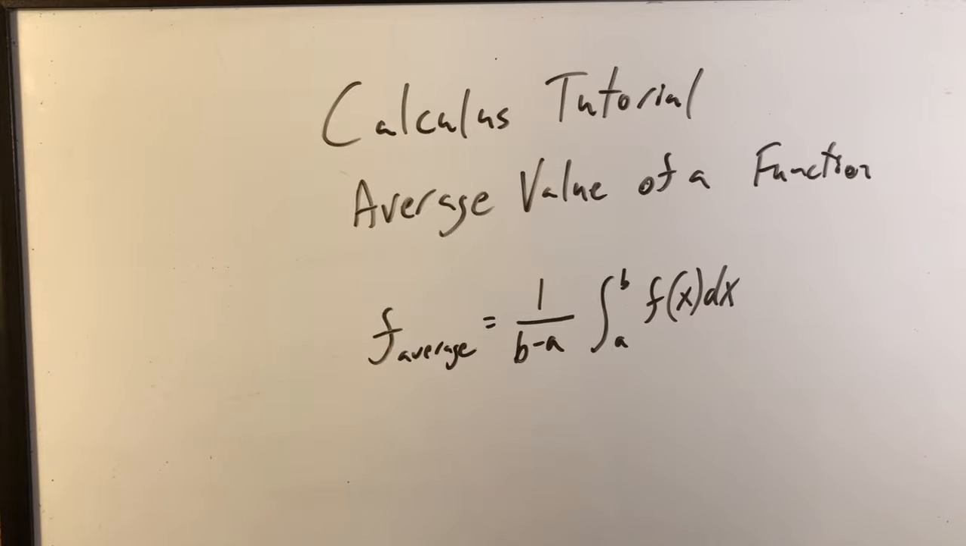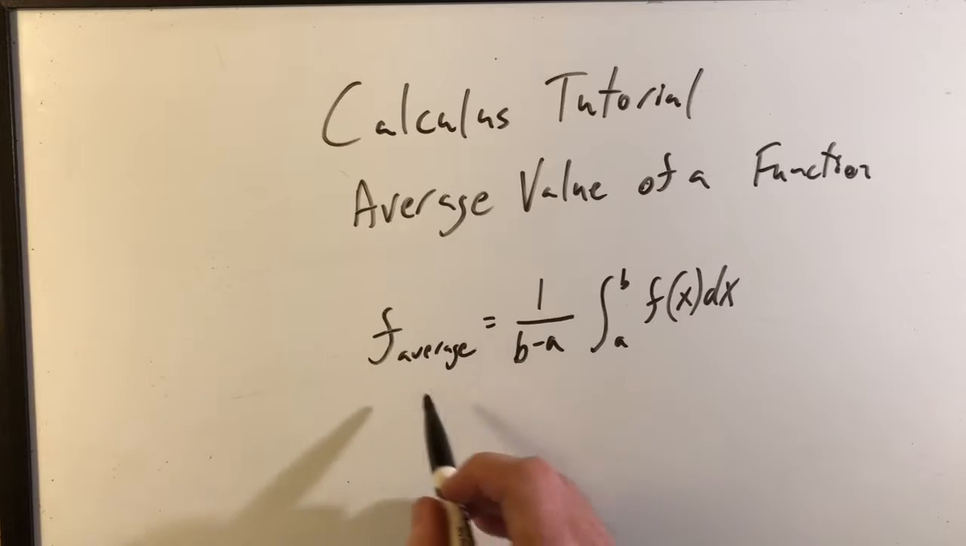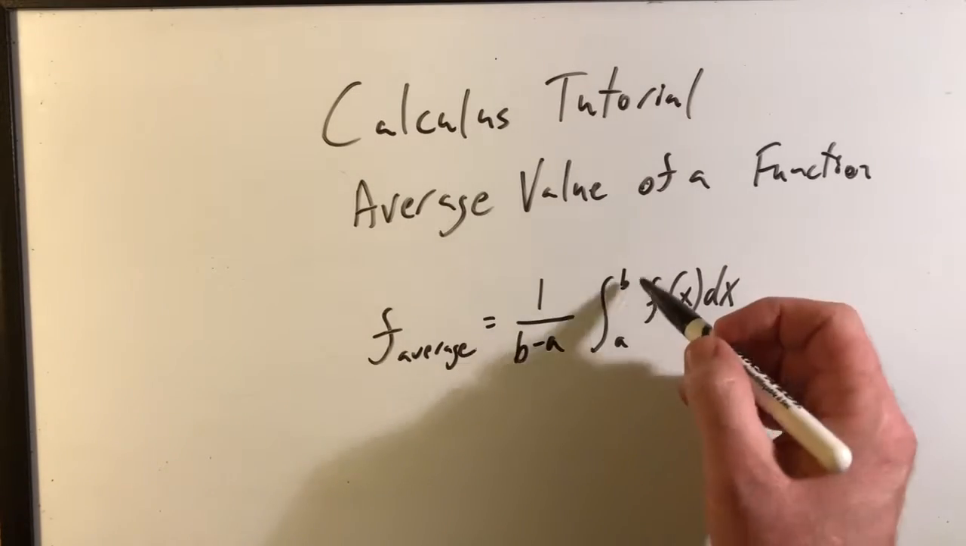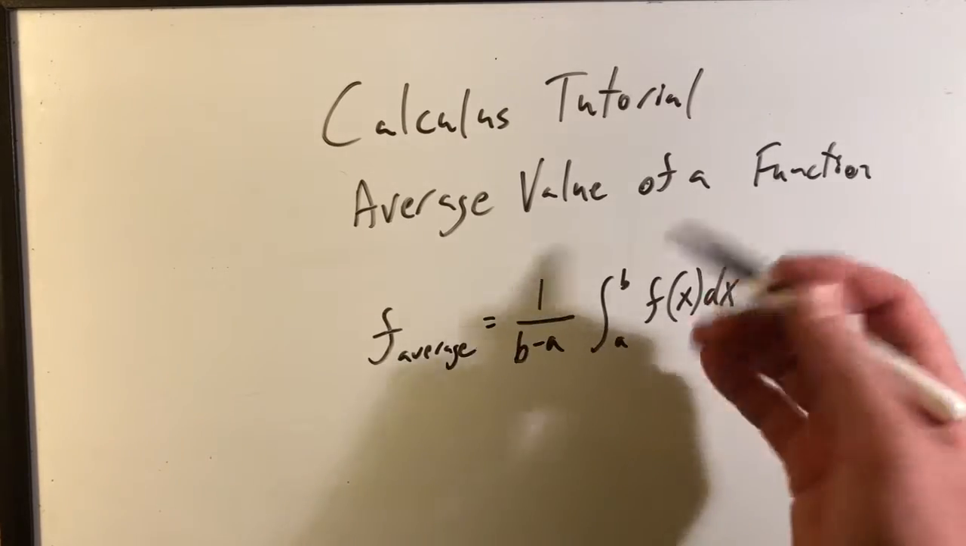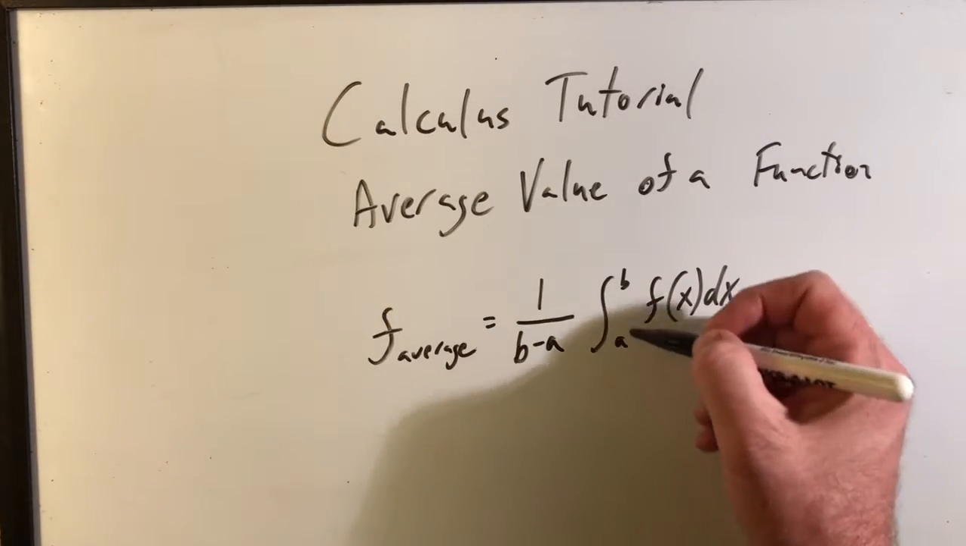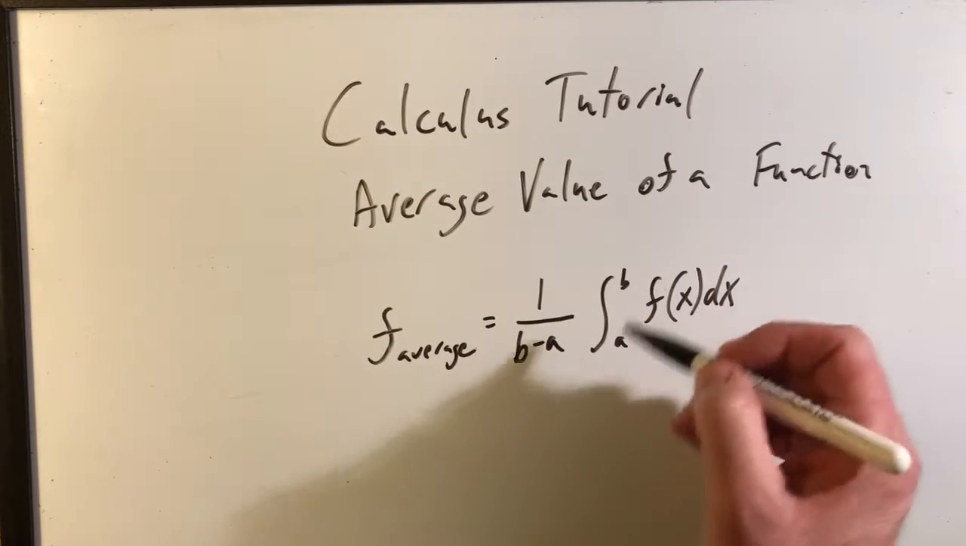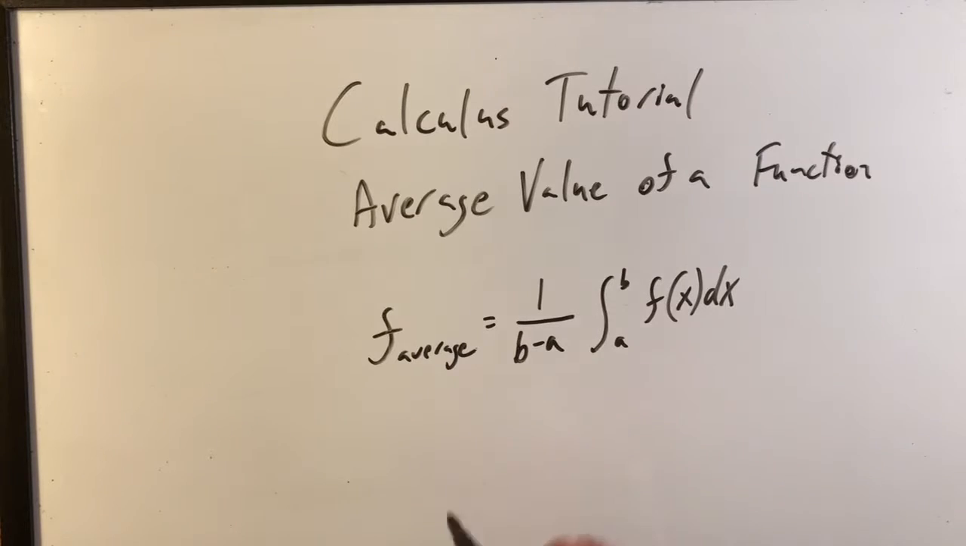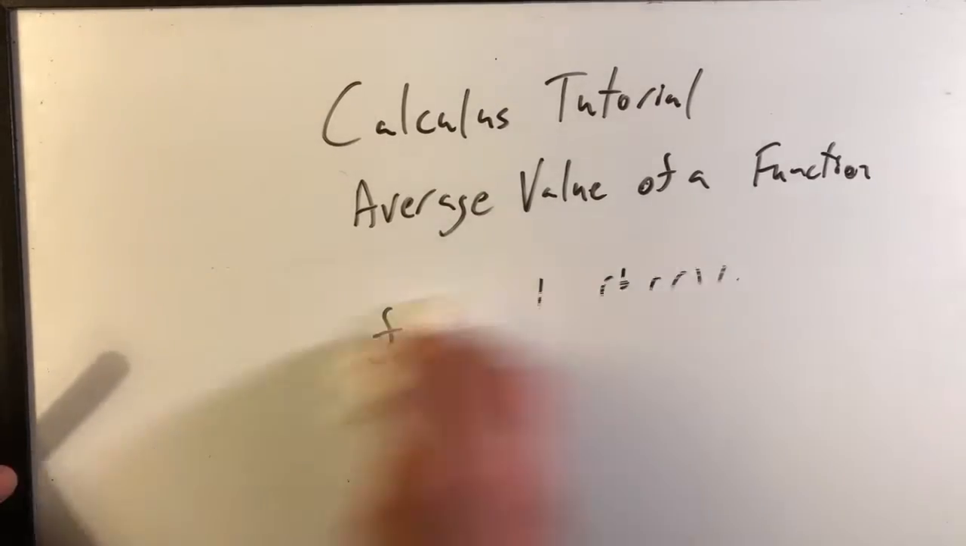The formula for calculating that is actually very, very simple. The average value equals the integral of the original function over the interval from a to b, divided by that original interval, b minus a, right here. So it's actually quite simple. The most challenging part is just doing the integral itself, which isn't so bad.